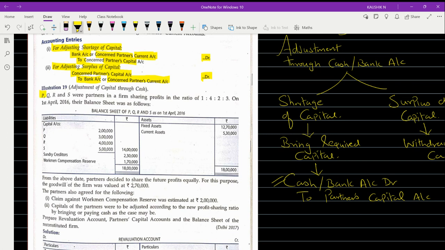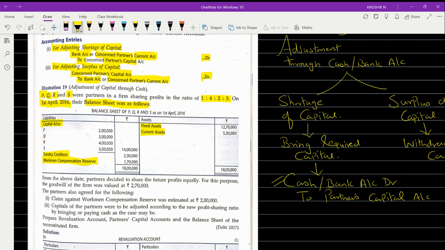You have partners named P, Q, R and S in a firm who are sharing the profits and losses in the ratio 1 is to 4 is to 2 is to 3. On 1st of April 2016, their balance sheet was as follows. In the balance sheet, you have the capital information of all the four partners. Then you have something called sundry creditors and then workman compensation reserve. On the other hand, on the asset side, you have two different types of assets, fixed assets as well as current assets.